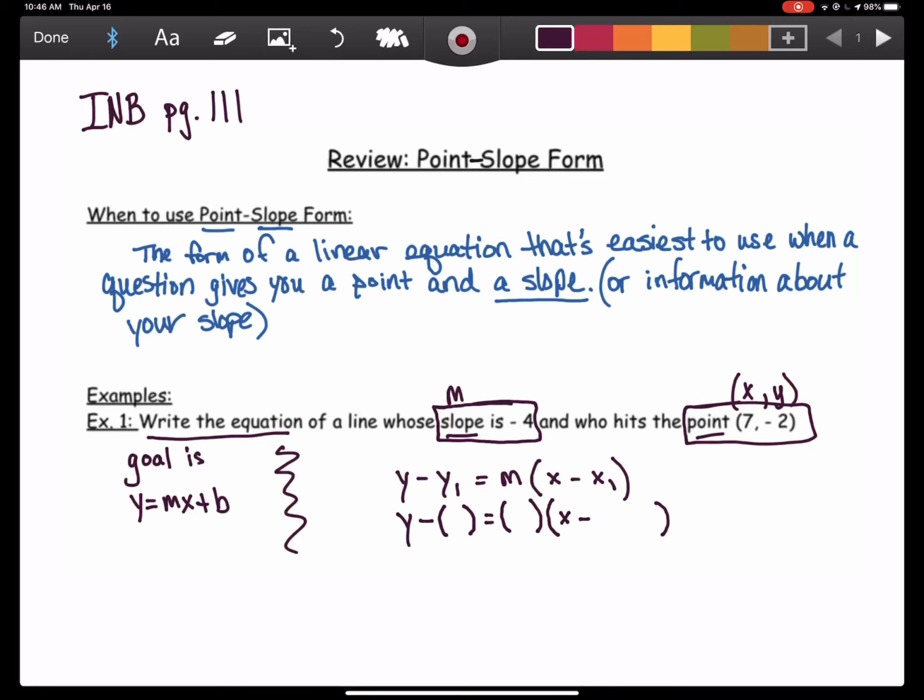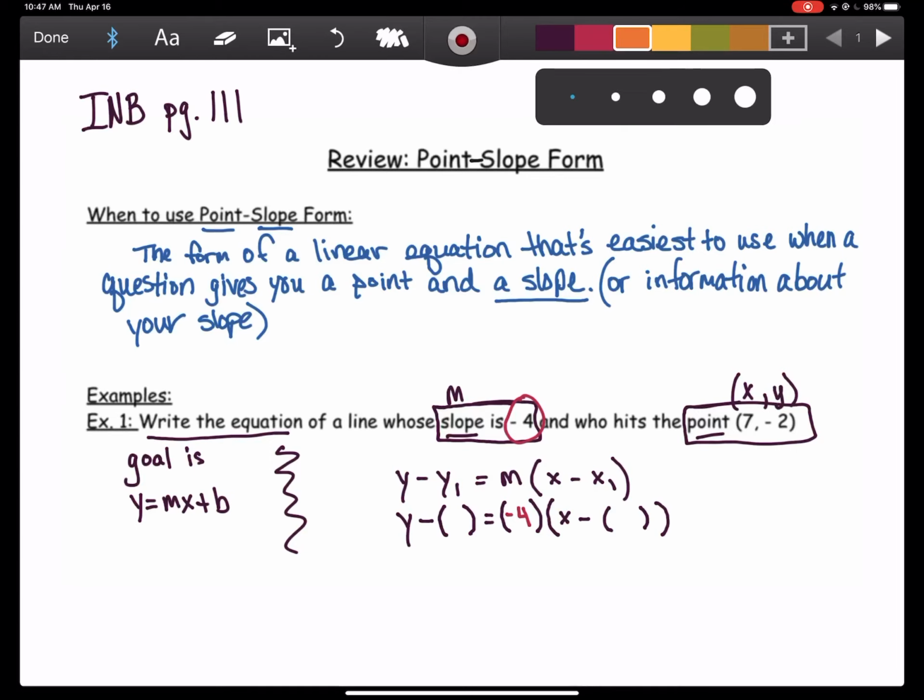I'm going to spread this one out a little bit. I know that looks like a mess, but if you're following along with me, hopefully you understand why there's all those parentheses. So I'm going to use a different color for my substitutions. Slope is -4, so I'm going to find m and replace it with -4. And my point is (7, -2), so that means my x is 7 and my y is -2.